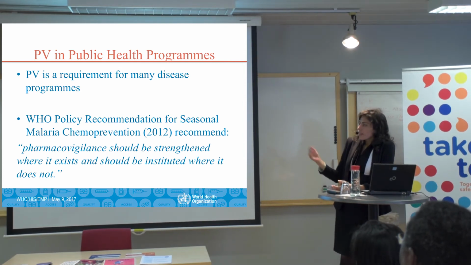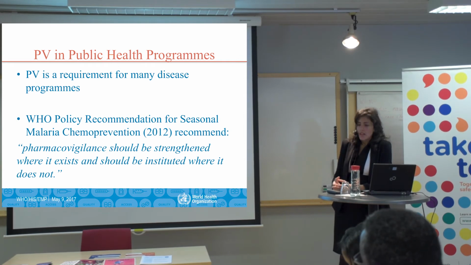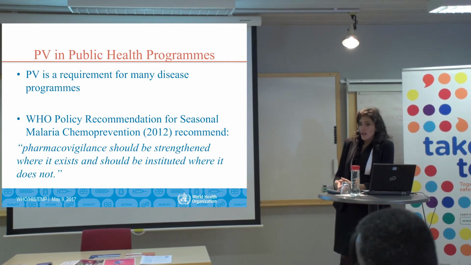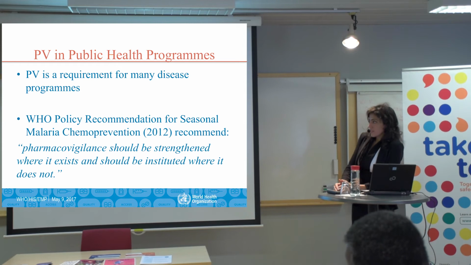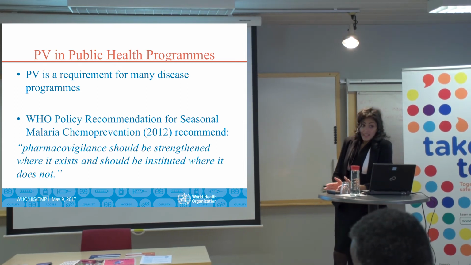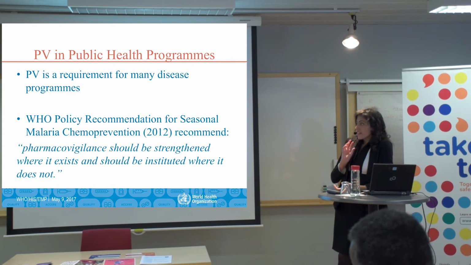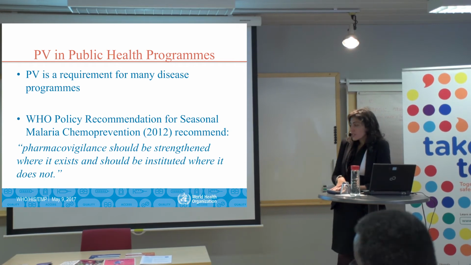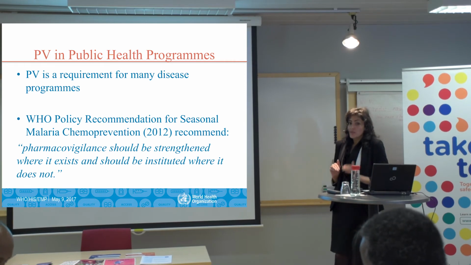An example of this is also seasonal malaria chemoprevention. There was a recommendation by the WHO to have seasonal malaria chemoprevention, which is basically giving children malaria chemoprevention in millions. And what they recommend is that pharmacovigilance should be strengthened where it exists and should be instituted where it does not. So they're saying, yes, we recommend this treatment, but you need to have a PV system to monitor its safety.